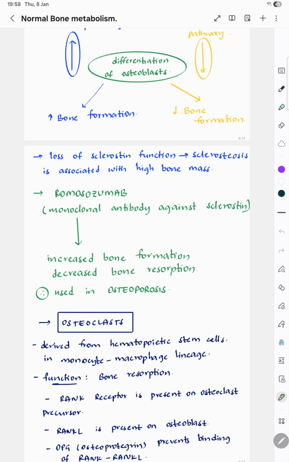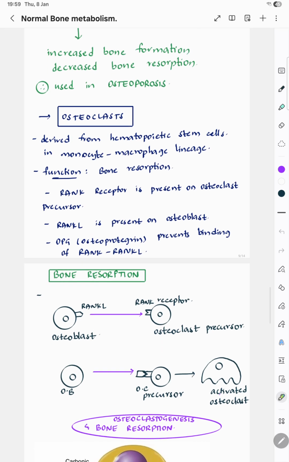Loss of sclerostin function, that is sclerosteosis, is associated with high bone mass because there will be decreased inhibition of the WNT beta-catenin pathway. Romosozumab, a monoclonal antibody against sclerostin, increases bone formation and decreases bone resorption, therefore it is used in osteoporosis. We shall discuss the osteoclasts.